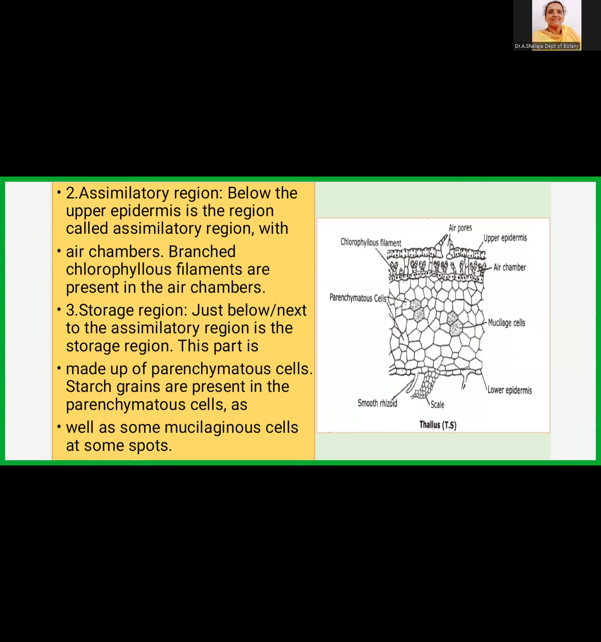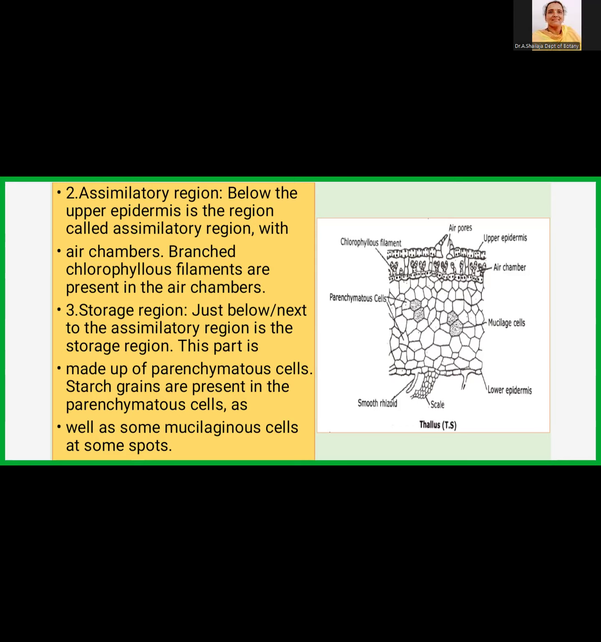In the last class we observed that there are three classes: Hepaticopsida, Anthocerotopsida, and Bryopsida. From Hepaticopsida, the type study is Marchantia. Hepaticopsida is the class, Marchantiales is the order, and from the family Marchantiaceae, Marchantia is one of the genera. Understood? Yes, ma'am. So this is the type study.